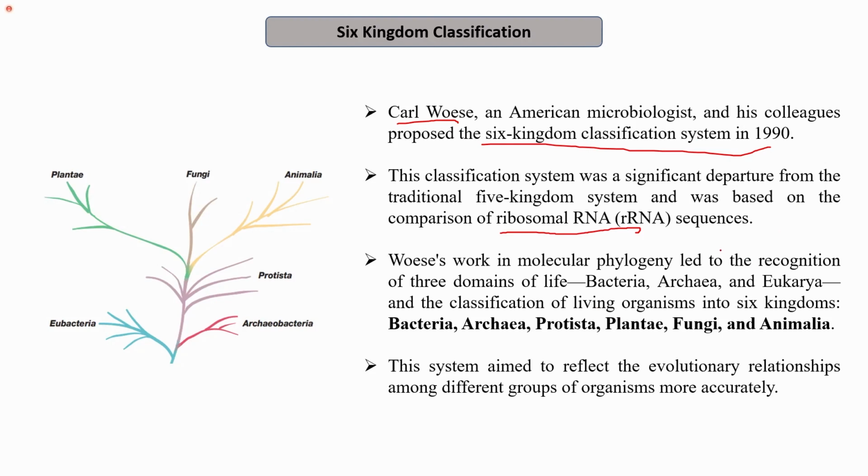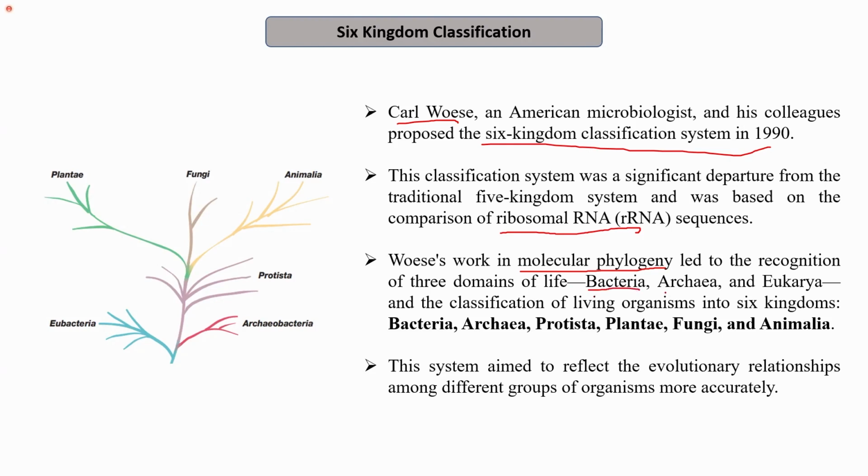So basically, the work is based on the molecular phylogeny. Molecular phylogeny is interpreting the evolutionary history based on molecular sequences. So based on the rRNA sequences, it leads to the recognition of 3 domains of life, which are bacteria, archaebacteria, and eukarya. It is also known as the 3-domain system of classification, which is indeed a 6-kingdom classification. So basically, there were 3 domains that were defined.